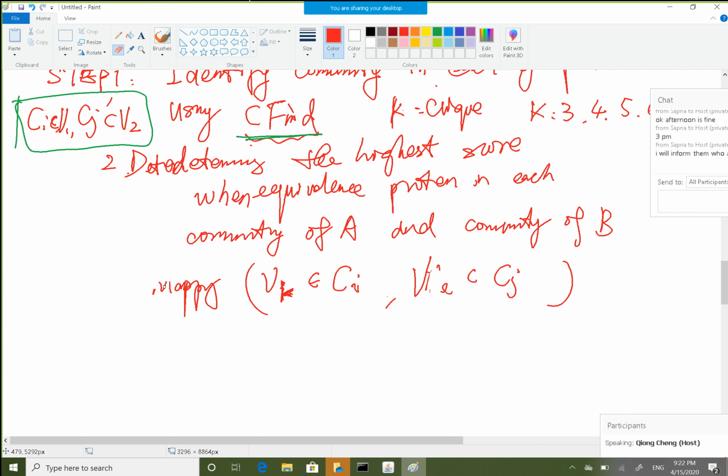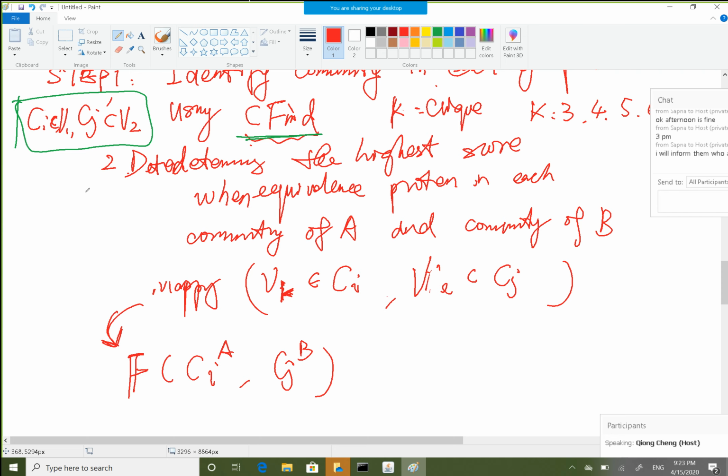And in this paper, they use a specific formula. They say they found the best mapping function, F, and F of CIA and CJB is equal to... okay, so this is the mapping function, right? This is the mapping function.